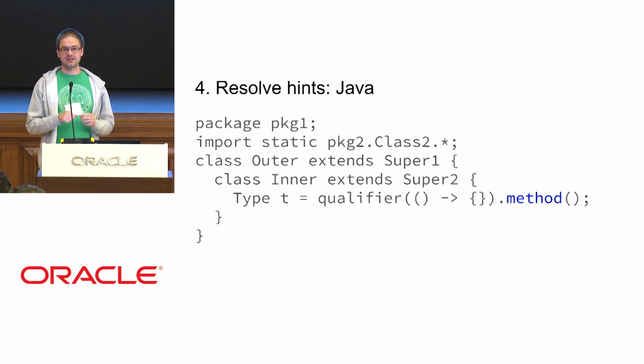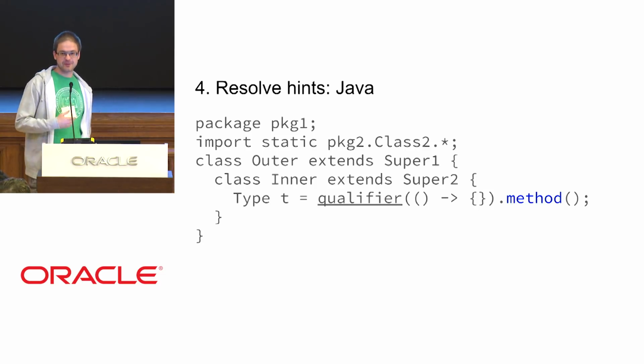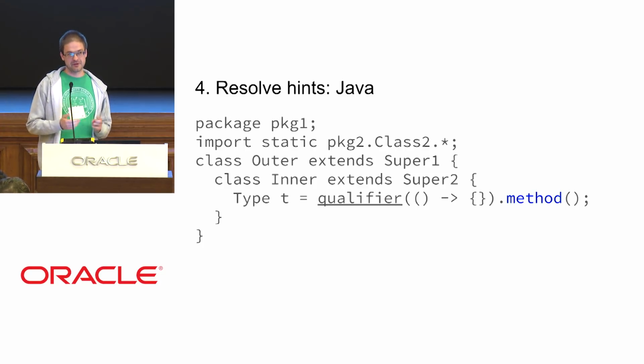In Java, things are a bit more complicated. So suppose you want to resolve this method. But you can't just start resolving the method. You have to resolve whatever comes before the dot first, the qualifier. And the declaration for this qualifier can be contained in a number of places, which you have to traverse all. So it can be contained in the inner class, in the superclass, in the outer class, or in its superclass, or it can be in the static imports.